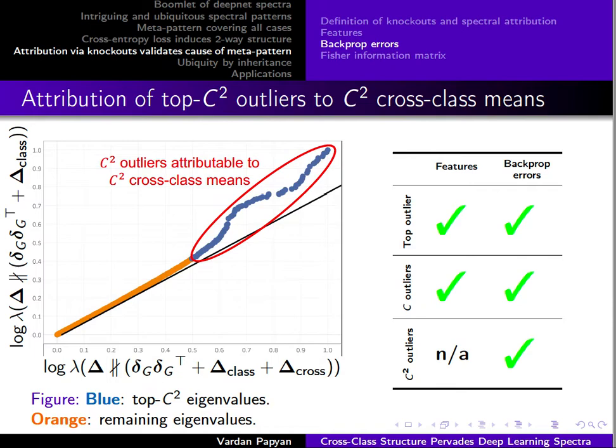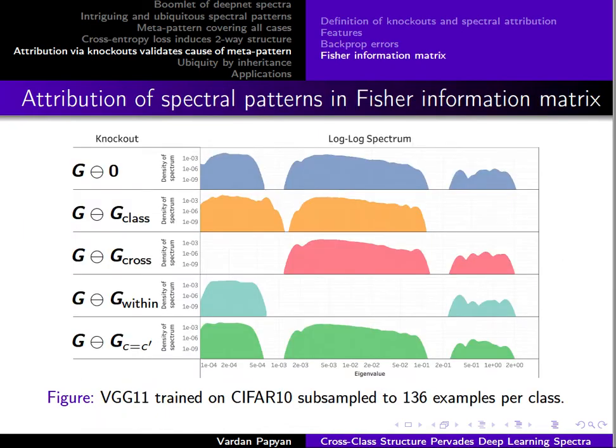So essentially, we've managed to attribute the top outliers, the C outliers, and the C-squared outliers in the features and in the backprop errors. Now, we could repeat the same type of ideas for the Fisher information matrix as well. So I could decompose the Fisher information into a second moment. I could define the between-class covariance, the between-cross-class covariance, and so on. And I could make these attributions similarly.